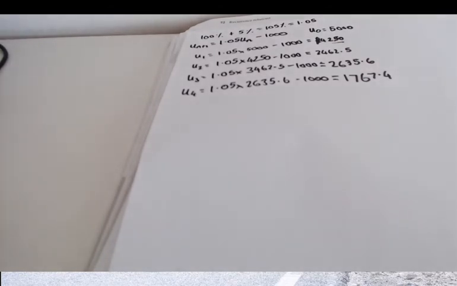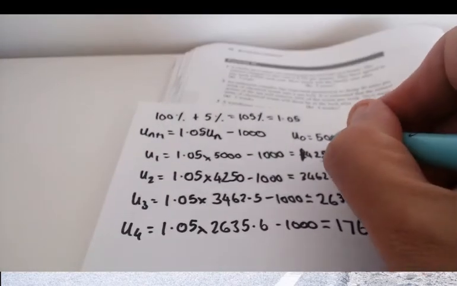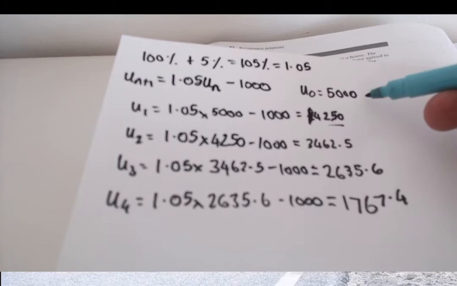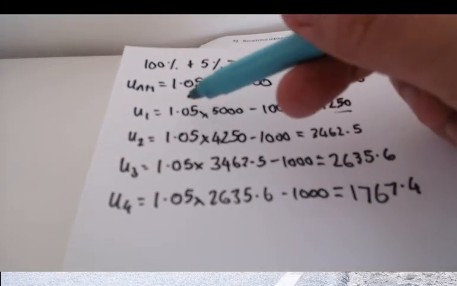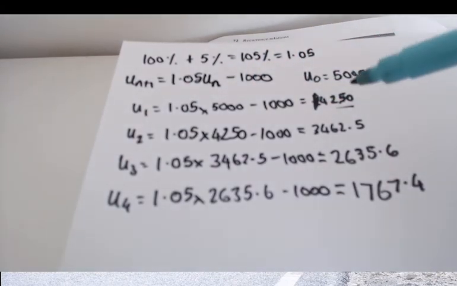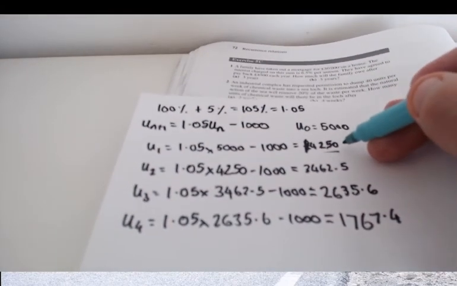Okay? There is a fast way of doing this on your calculator if you've got a scientific calculator. If you want the fast way, you type in the initial value. So you would type 5,000 into your scientific calculator and hit equals. Then type times 1.05 minus 1,000 and hit equals. You should see this answer.